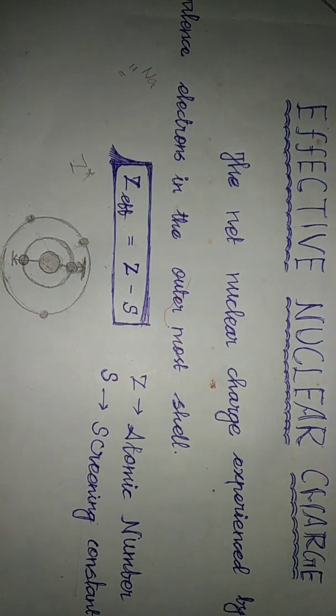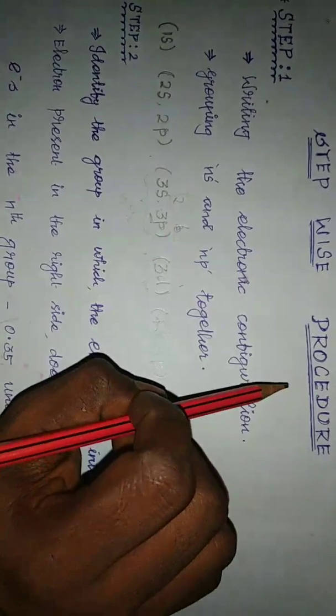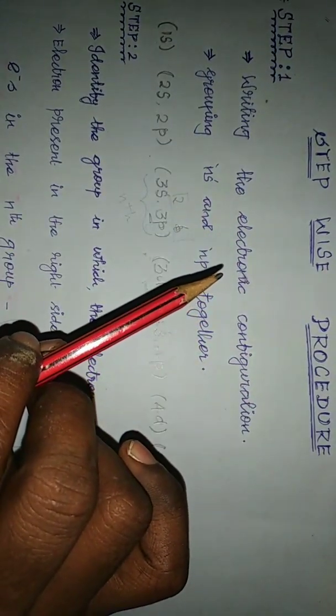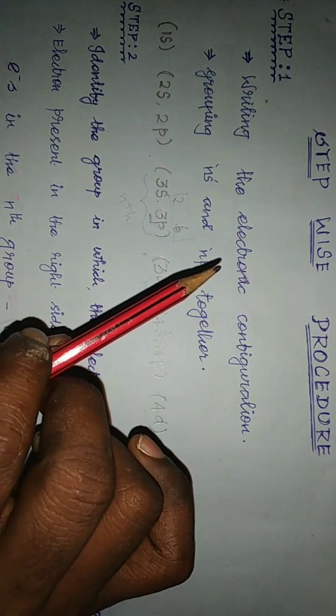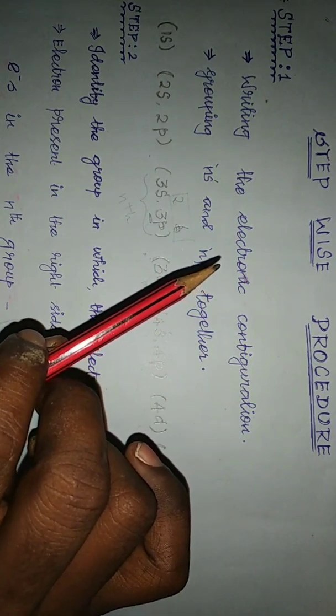There are a number of rules given for calculating the effective nuclear charge. Those rules are called as Slater Rules. So let us discuss about the Slater Rules used for calculating the effective nuclear charge. Here I have given you the stepwise procedure for calculating the effective nuclear charge of a particular electron. There are 4 steps employed in the calculation of effective nuclear charge. Let us see them one by one.